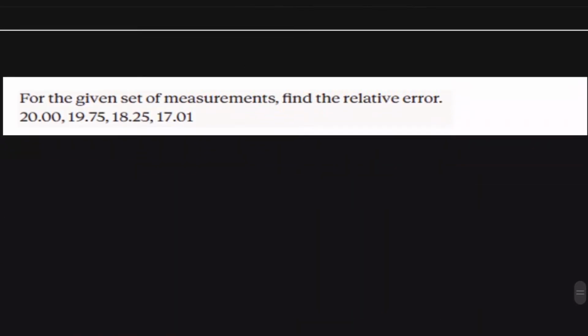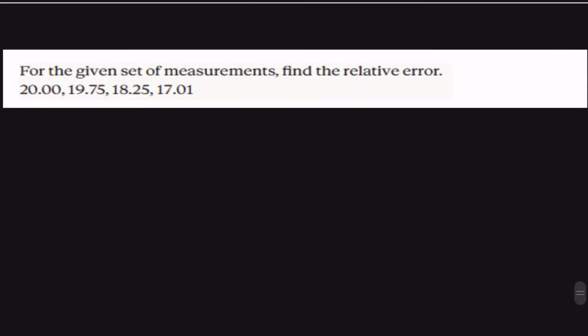Okay. So this question states that for the given set of measurements, find the relative error. This question is quite easy, but it is very lengthy. So we have to find out the relative error. First we need to determine the mean value and then calculate the average, and that is going to give us finally the relative error.